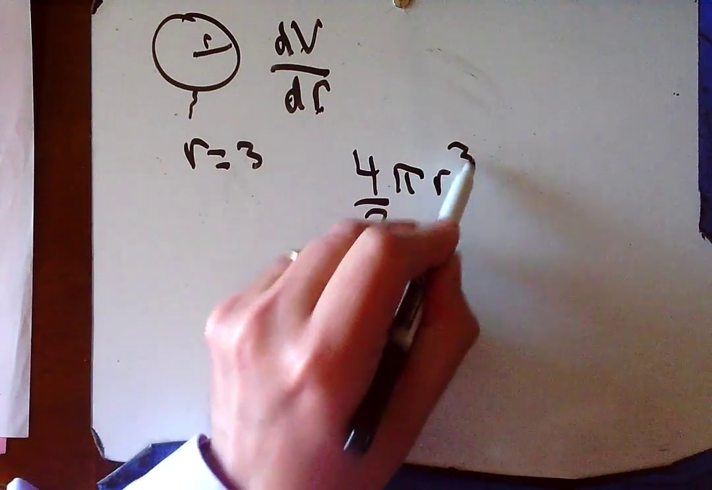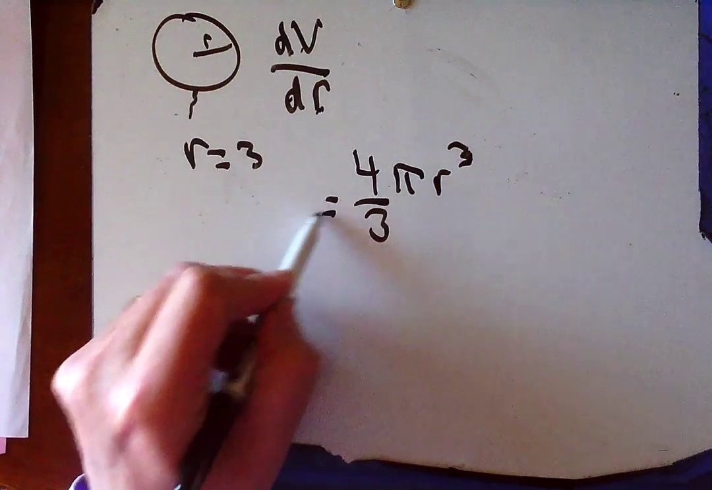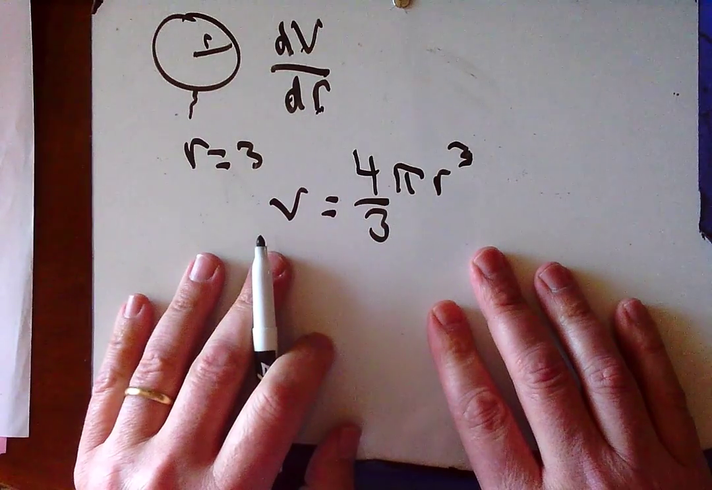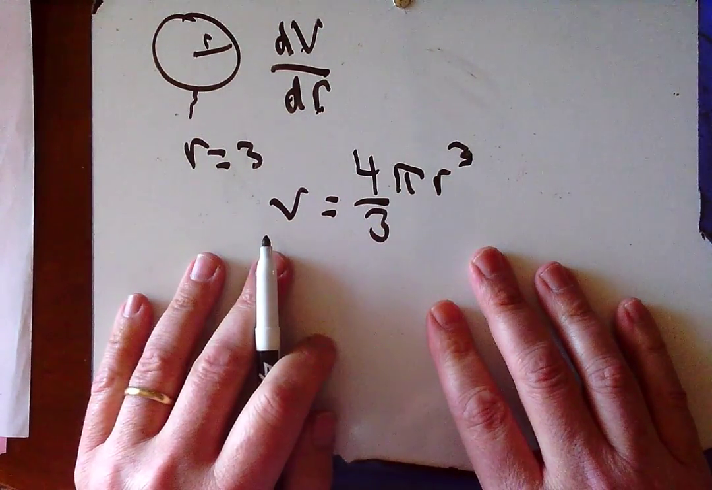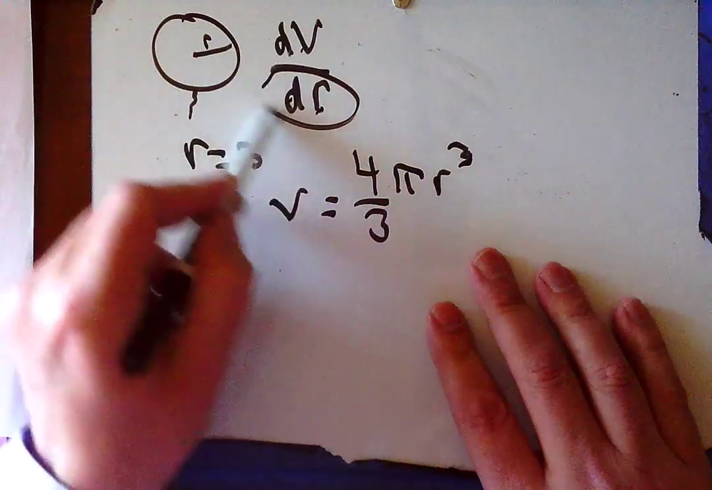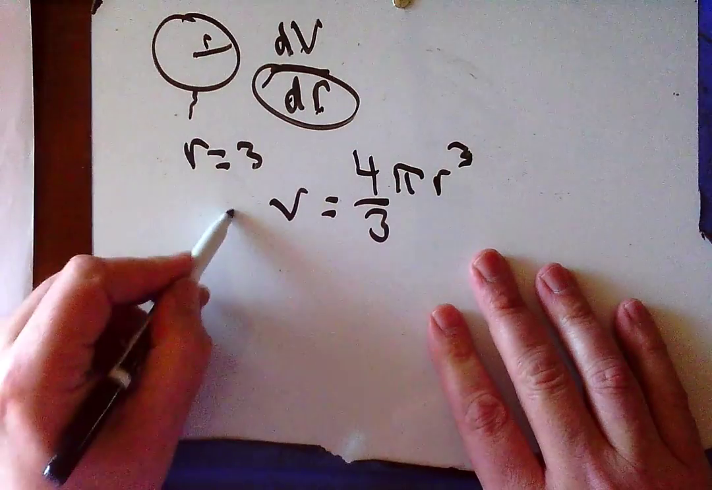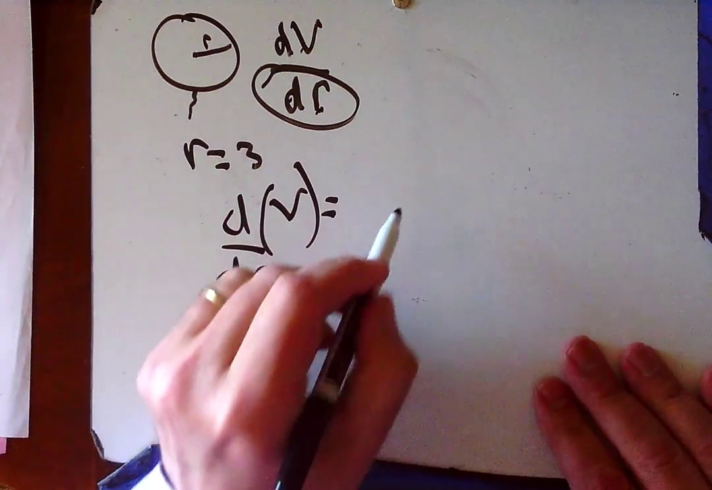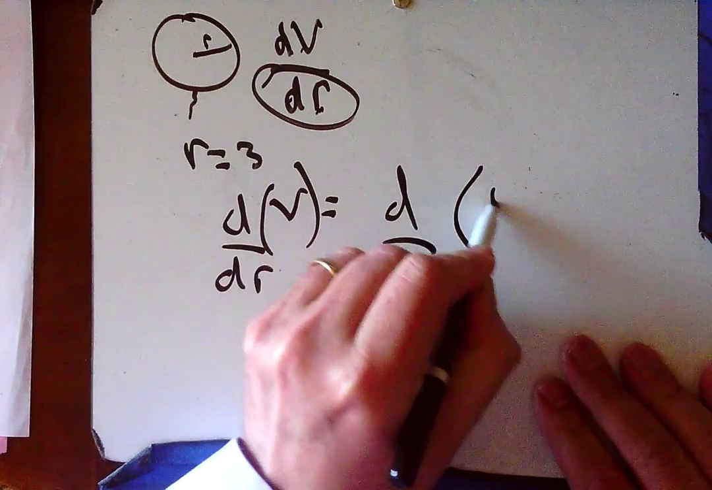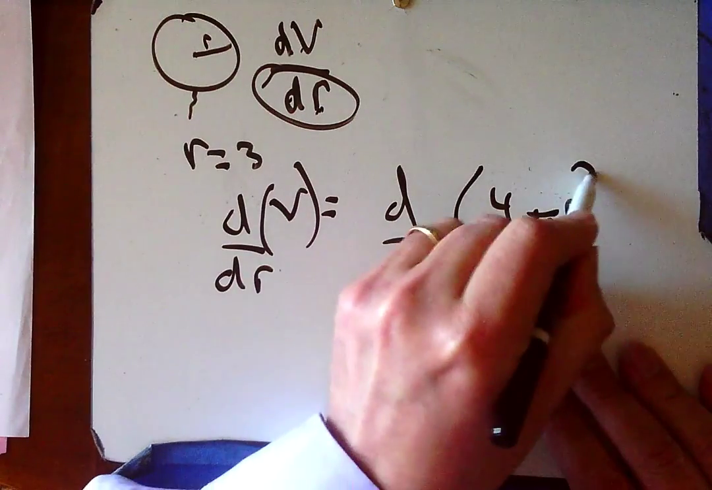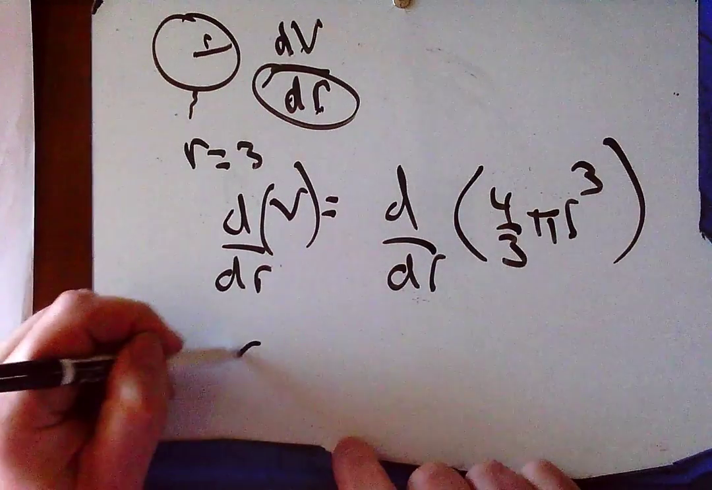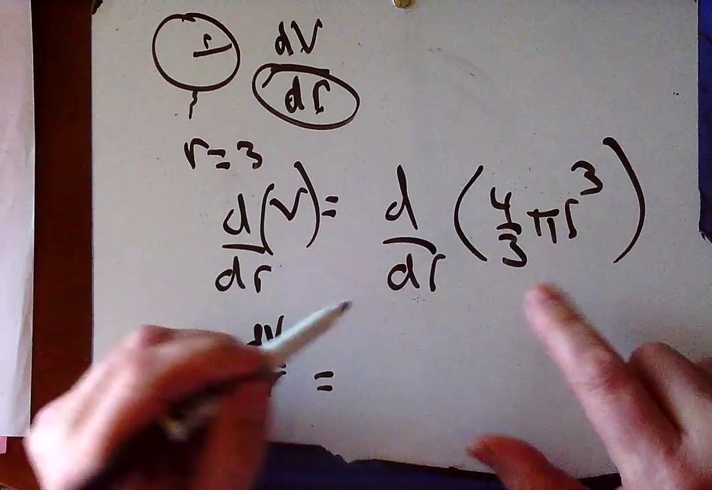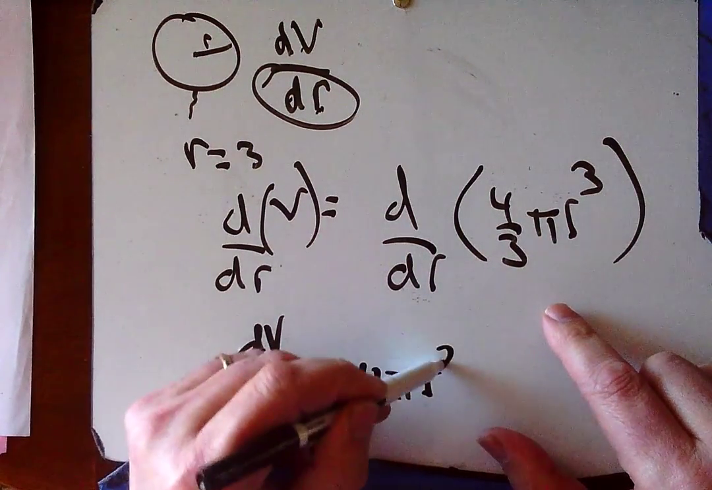4/3 pi r cubed is the formula for volume of a sphere. And now when I take the derivative of both sides, I'm not going to take the derivative with respect to time. I'm going to take the derivative with respect to radius. d/dr of 4/3 pi r cubed. And so here I get dV/dr. And then over here, I bring down that 3, and I have 4 pi r squared.